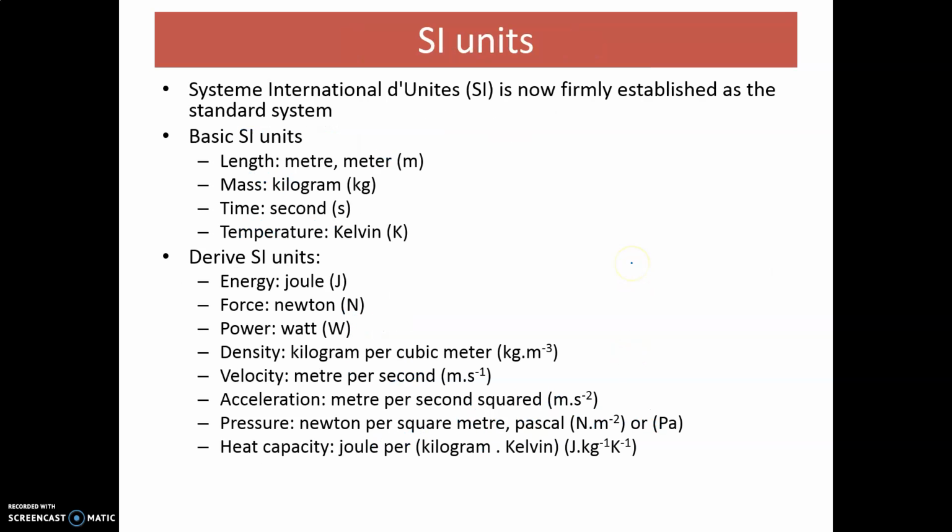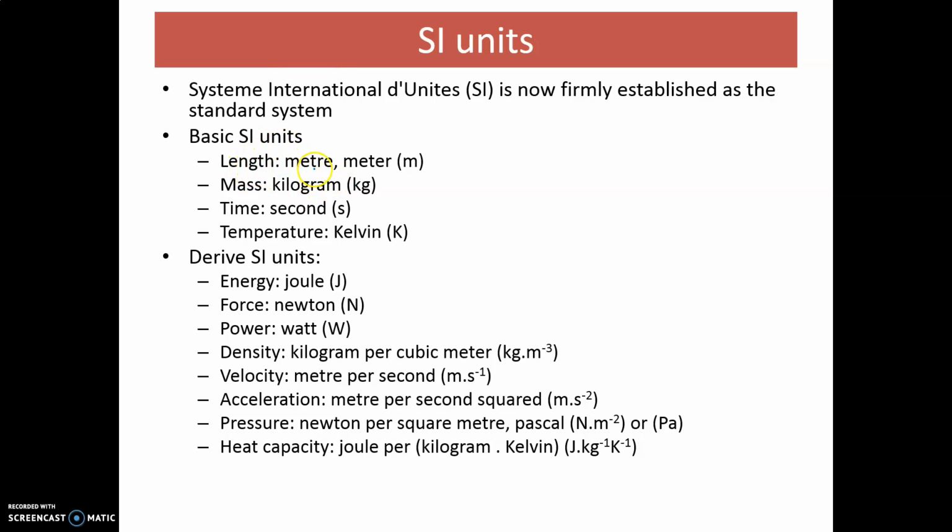Okay, so for units, basically in this world we have two kinds of units. The first one is SI units, and the second one is English units. Most countries nowadays, including Malaysia, use SI units as our standard units. SI stands for Système International d'Unités, I think this is from France. It is established as the standard system, where the basic units refer back to the basic dimensions that we already talked about before: length, mass, time, and temperature. So these are the basic units for those dimensions.